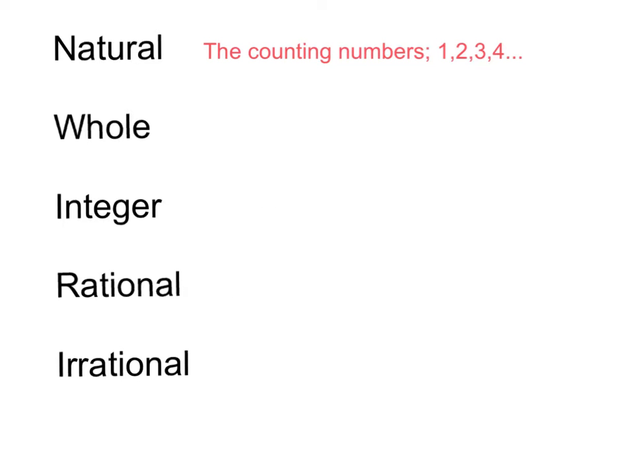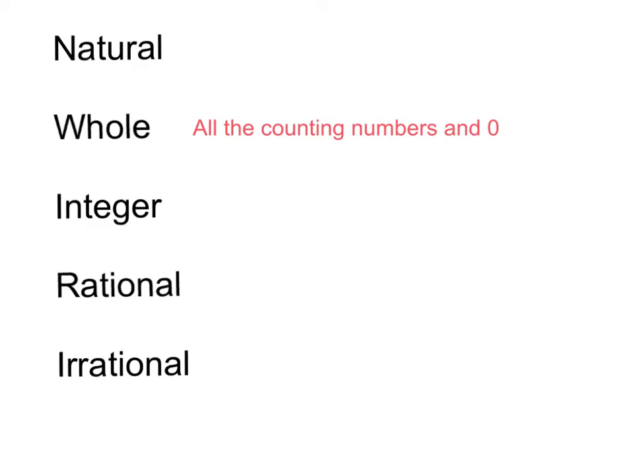First word is natural. Natural numbers include the counting numbers. That's just 1, 2, 3, 4, 5, 6, 7, all the way through. Whole numbers, all of the counting numbers, and 0. They decided that 0 isn't a natural number because for a long time people didn't view it as a number. They just thought of it as nothing.